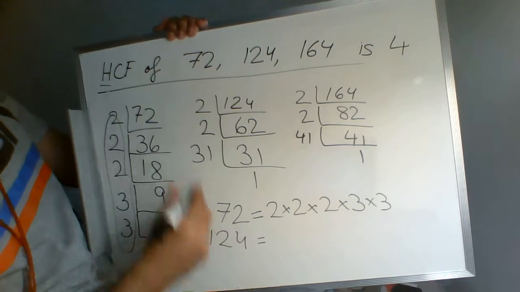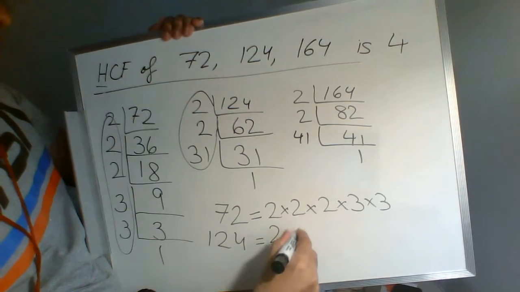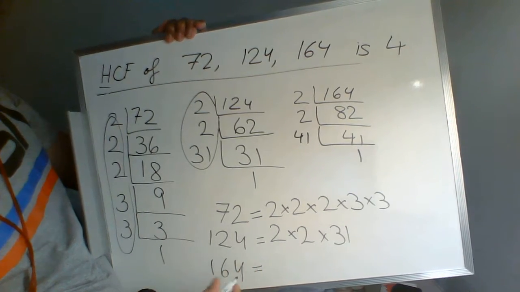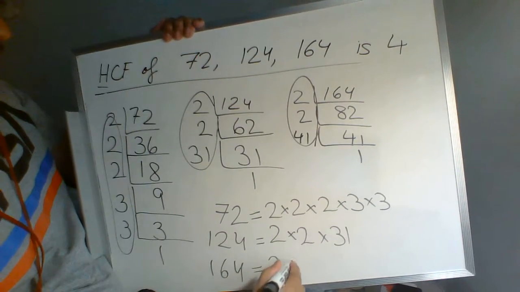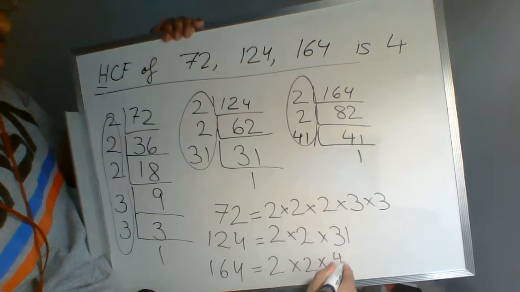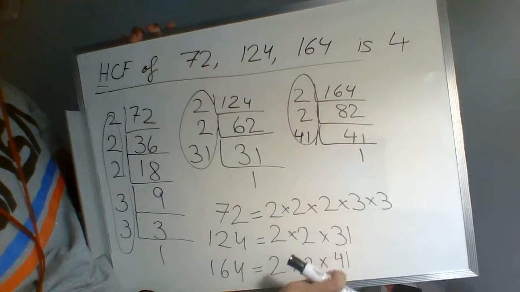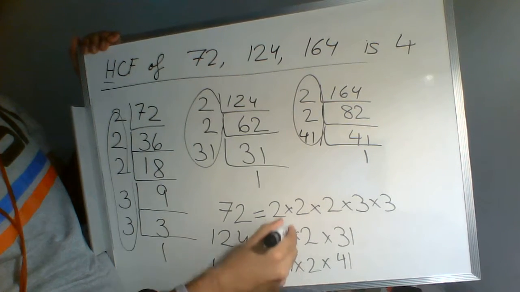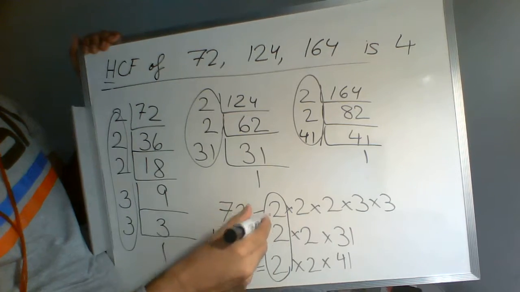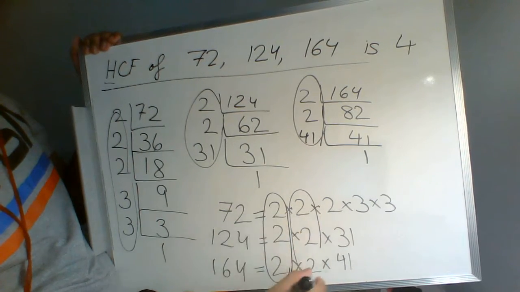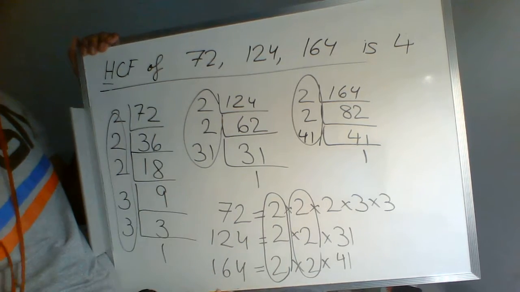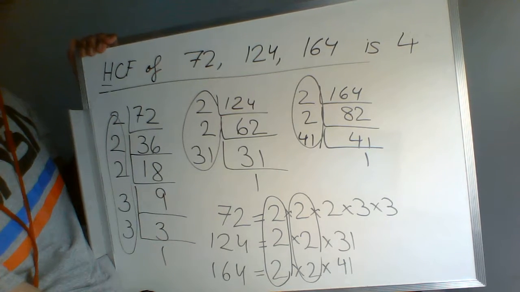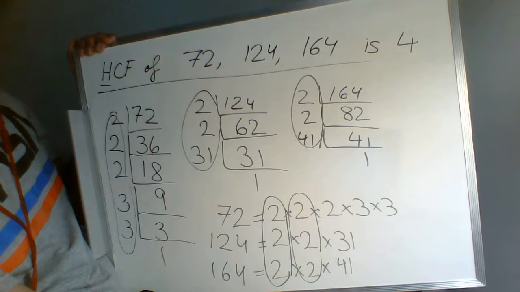124 is equal to 2 times 2 times 31, and 164 is equal to 2 times 2 times 41. And then from there we want to figure out what we have in common. So we just put a bubble around whatever's in common in all 3 of those lines. We get 2 is common here, and 2 is common here, but unfortunately that third 2 has to sit out for this one because we don't have enough 2's in the other lines to pair up with it, to make that group that we can put a bubble around.